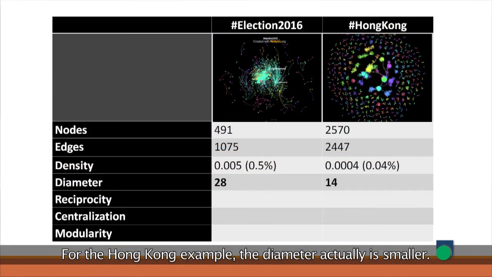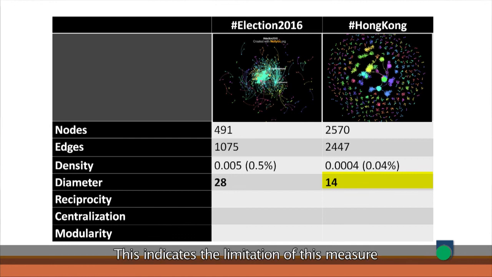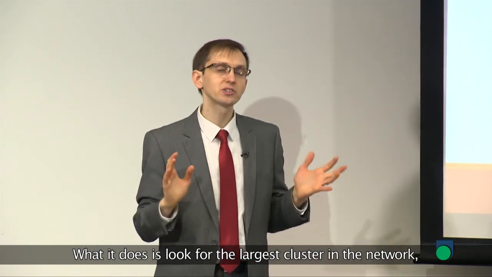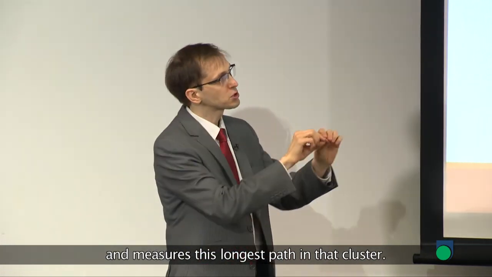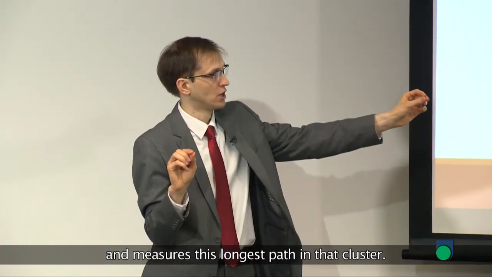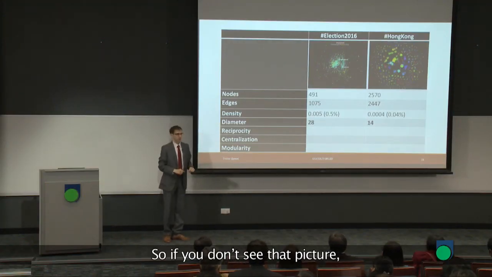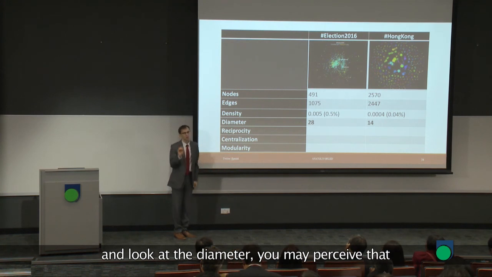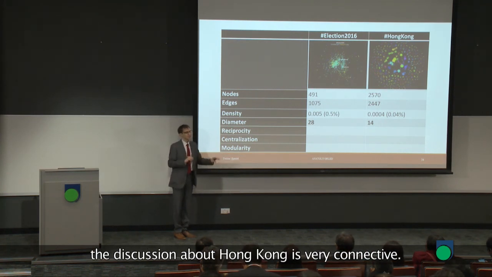For the Hong Kong example, the diameter actually is smaller. And this indicates a limitation of this measure, because it doesn't account for disconnected clusters. What it does is look for the largest cluster in the network, and measure the longest path in that cluster. So if you don't see the picture and don't have any other information, and just look at diameter, you may perceive that the discussion about Hong Kong is very connected.